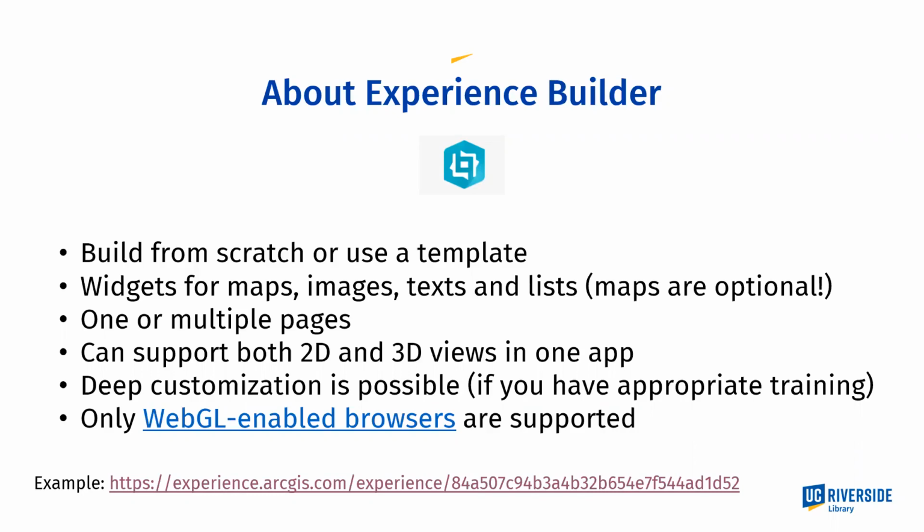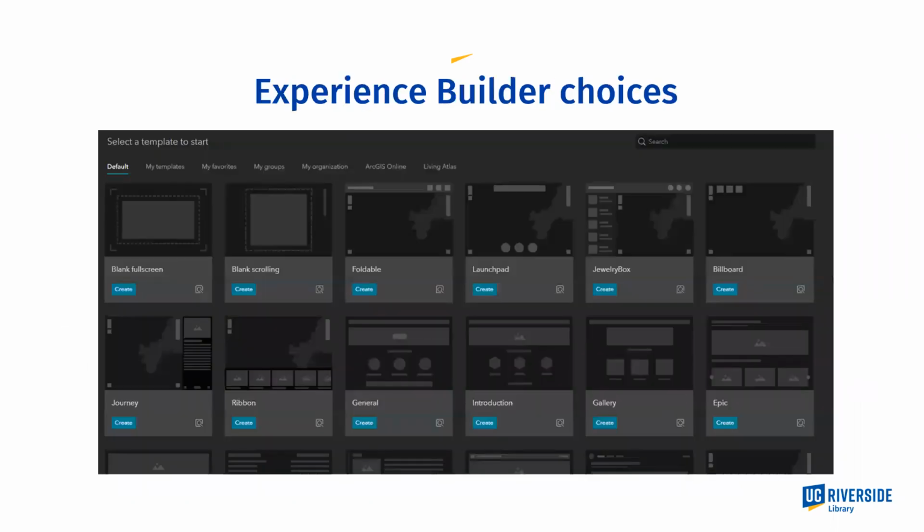Again, I have a link down here to a particular Experience Builder app, and maybe we'll click on that at the end if there's time. But it is a much more deluxe experience. So when you want to have choices on which template to use in Experience Builder, you get to see something like this. Some of the names are very similar to the names that we saw in other categories earlier in the workshop. I know Jewelry Box came up as one of the Web AppBuilder themes, and here they're calling it a template in Experience Builder. So anyway, there are several template choices that you can choose from.